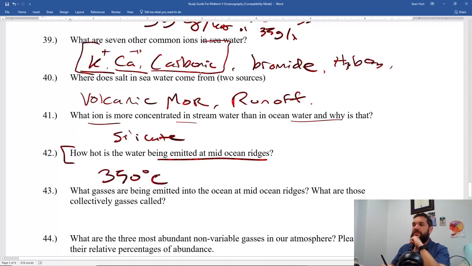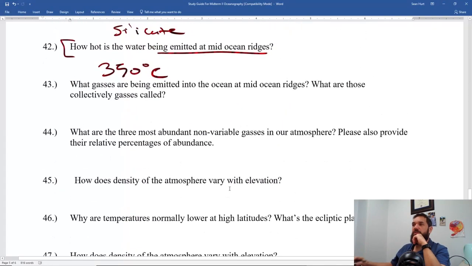It's 350 degrees Celsius. And the reason it's able to get so hot without boiling is because of the high pressure at the bottom of the ocean where the mid-ocean ridges are. So what gases are being emitted into the ocean at mid-ocean ridges?